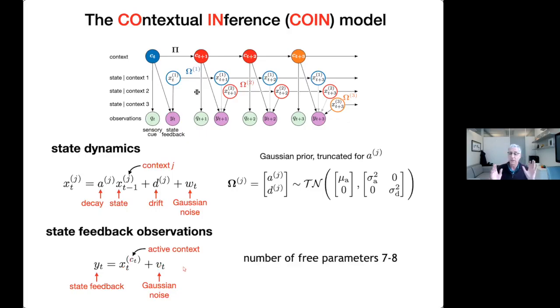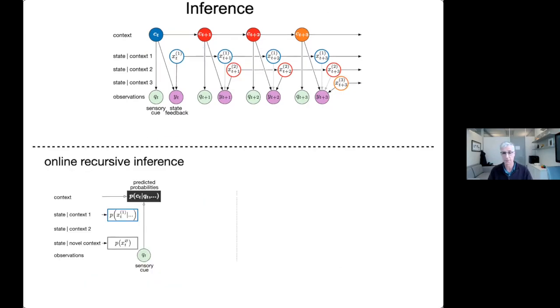So overall, the number of free parameters we have in the model is 7 or 8, depending on whether a particular experiment has sensory cues or not. So it's not that many parameters, and there's a richness to the model. Okay, so let me just talk about the inference.